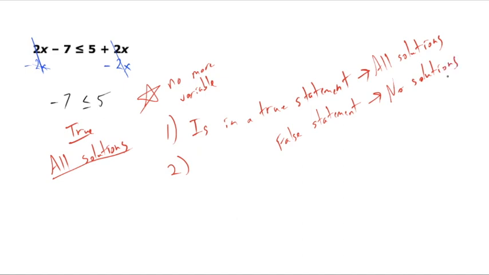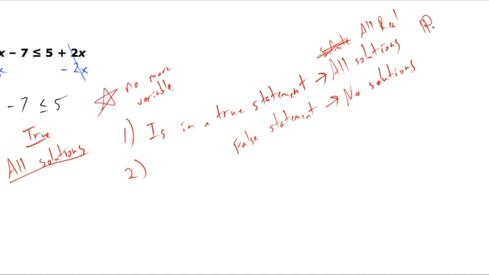What all solutions means, sometimes you may see it as infinite solutions. But infinite solutions with inequalities doesn't really make sense, so we just say all solutions or all real numbers, all real solutions. You may also see it written with a double bar R. All of these are going to mean the same thing. It just means that no matter what we substitute in for x, it will always be true. So that's why it's all solutions, all real solutions, or that double bar R.